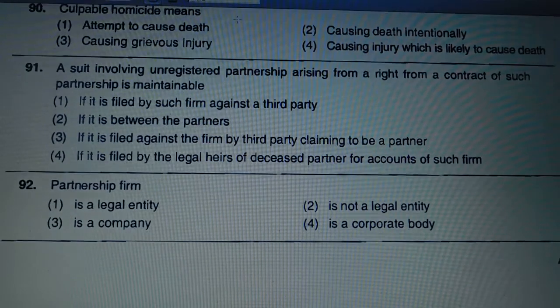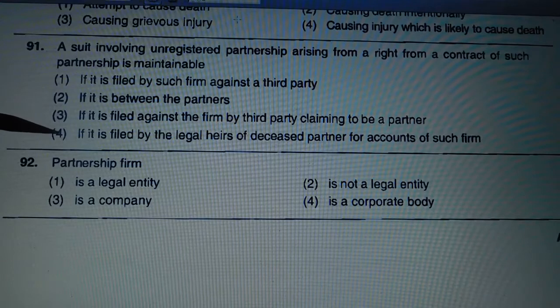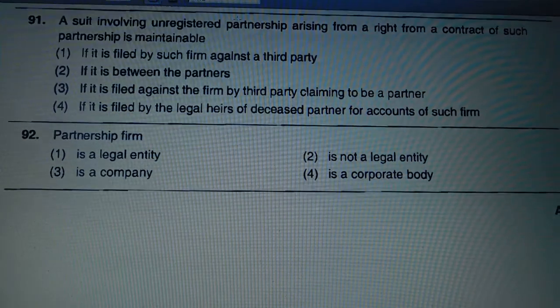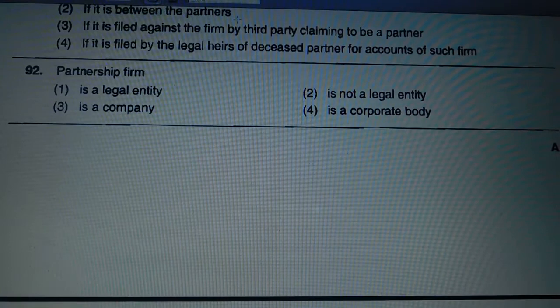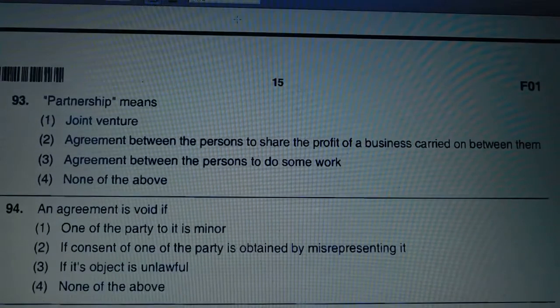Question number 91. A suit involving unregistered partnership arising from a right from a contract of such partnership is maintainable. The answer is if it is filed by the legal heirs of deceased partner for accounts of such firm. Question number 92. Partnership firm. The answer is not a legal entity. Question number 93. Partnership means. The answer is agreement between the persons to share the profit of a business carried on between them.